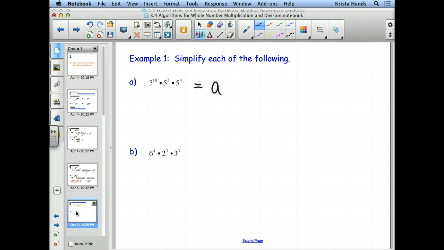They're added. Why are they added? Because I have the bases raised to powers, right? I have the same base power. This is property number 1. Okay. So I add my exponents. So this is 10 plus 2 plus 4 for a total of 16.